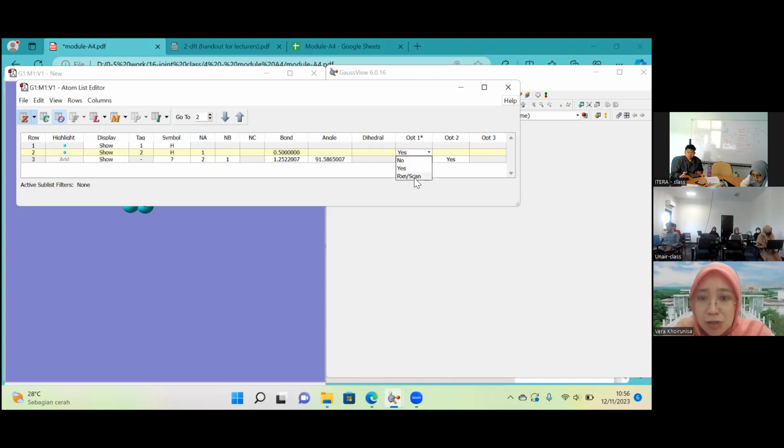So please choose RxN/scan here. Okay. So there are 3 options: no, yes, and Rx scan here. So make sure that you choose the right cell. So this is the OPT one, the Rx scan. Okay, and just close.